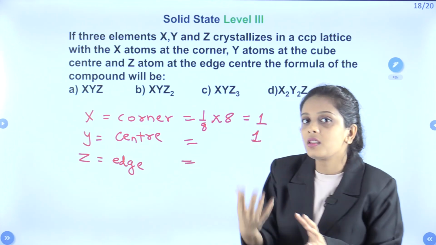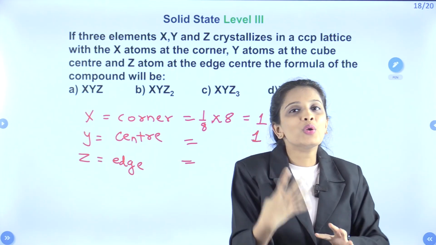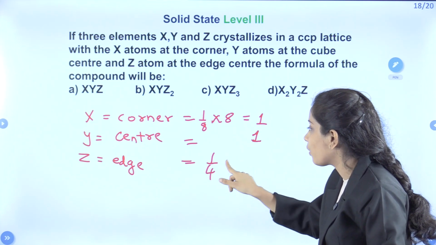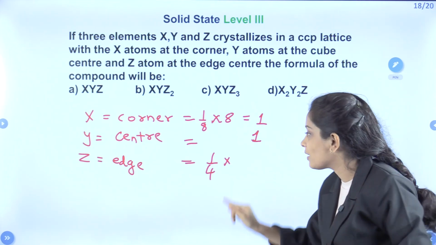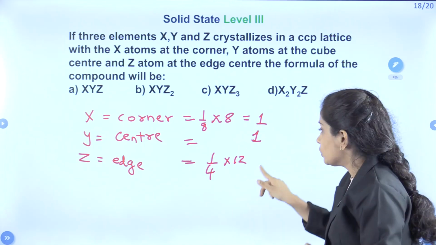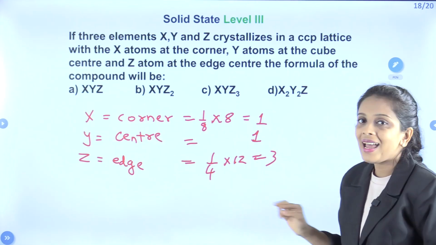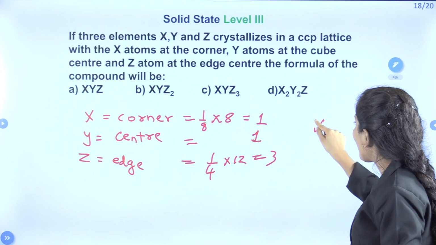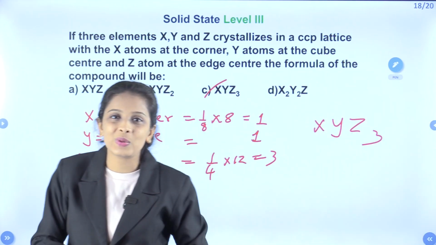And for the edge center, students, as we know, it has been shared by 4 unit cells. So, its contribution would be what? Tell me fast. Its contribution is 1 upon 4. We have such 12 edges, so let's multiply this by 12. So, 12 edges, and the answer would be 3. So, we have X 1 time, Y 1 time, Z 3 times in the particular cube structure. So it's XYZ3. Mark the option and go to the next question.